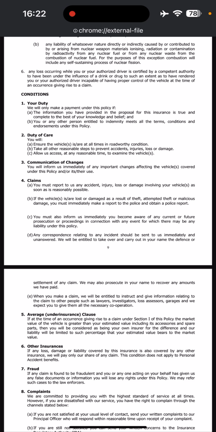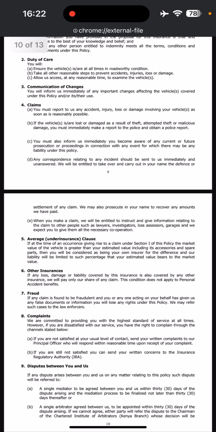So it also gives you a procedure of reporting your claims. You must report to us any accident, injury, loss or damage involving your vehicle as soon as is reasonably possible. If the vehicle is lost or damaged as a result of theft, attempted theft or malicious damage, you must immediately make a report to the police and obtain a police abstract. So that one gives you a procedure of the claims.